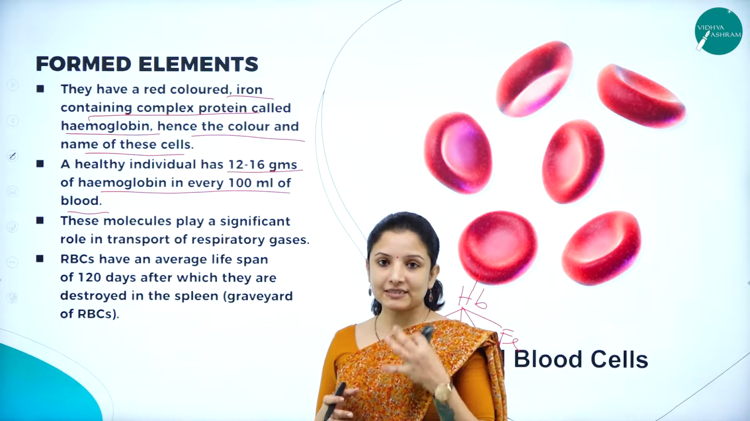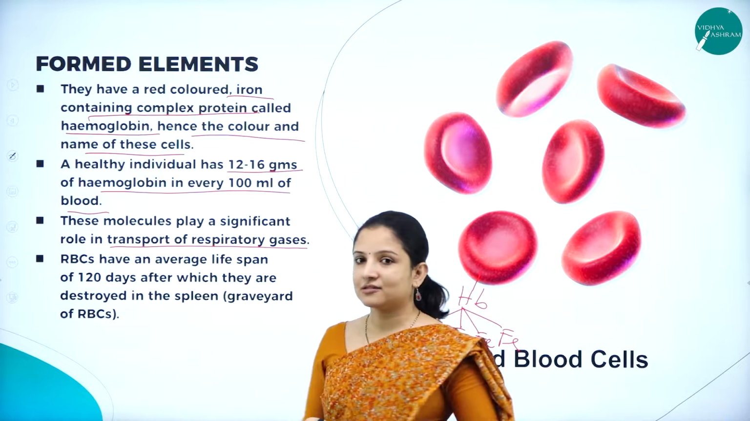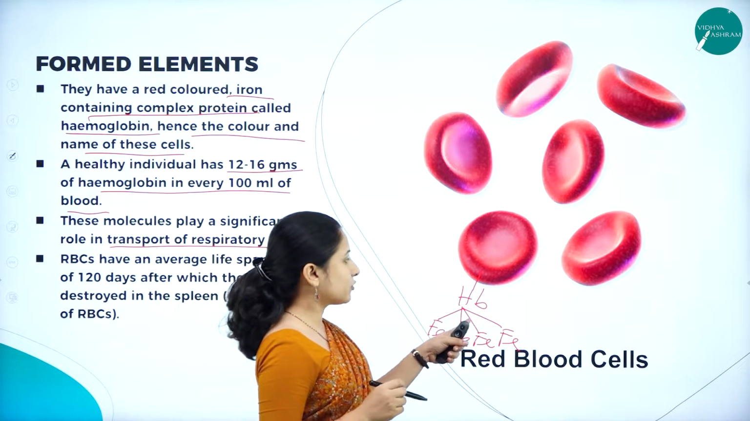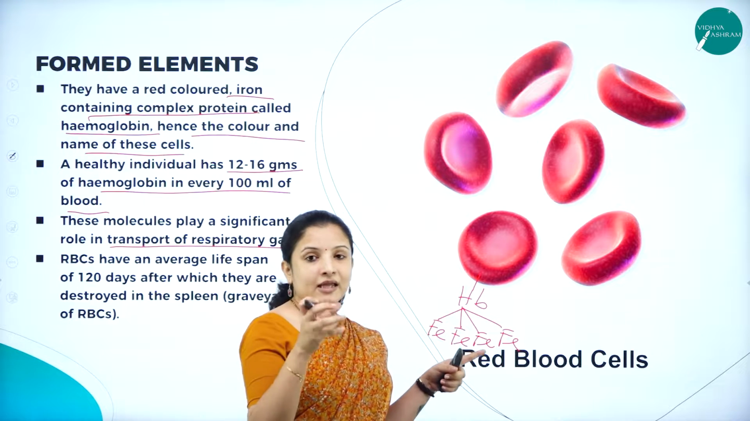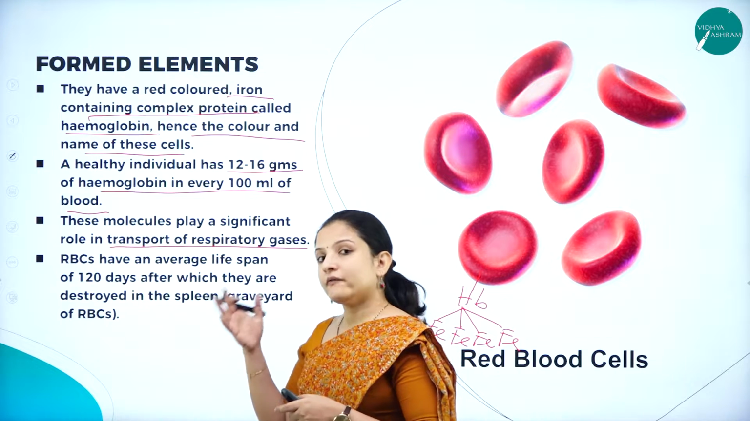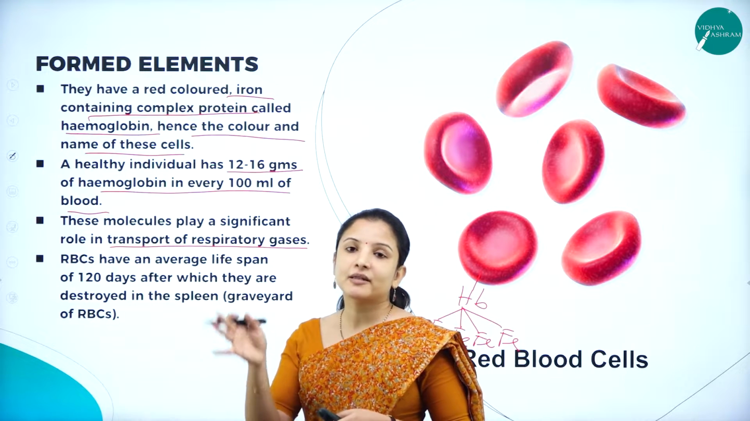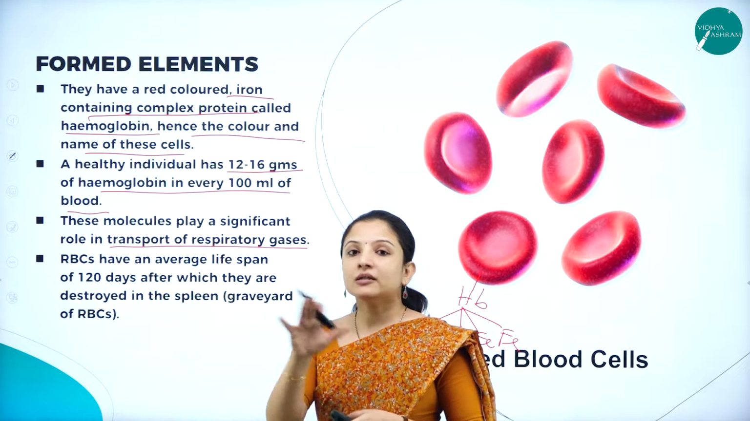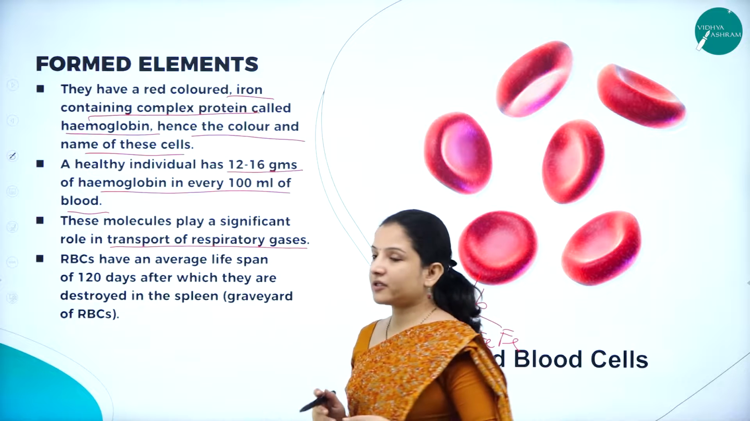The function of these red blood cells is to transport respiratory gases, because each of these hemoglobin molecules, this iron component of the hemoglobin, can capture oxygen and transport oxygen. So, where is the hemoglobin present? In the red blood cell. Therefore, the red blood cell is the one that actually carries oxygen to different parts of the body. So, the main role is in transport of respiratory gases.